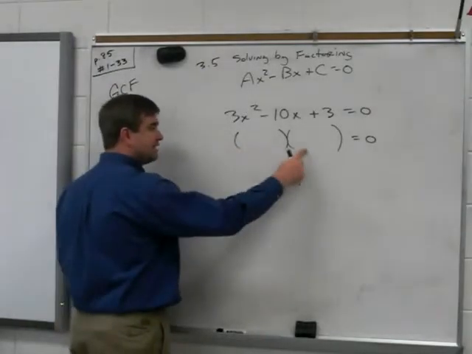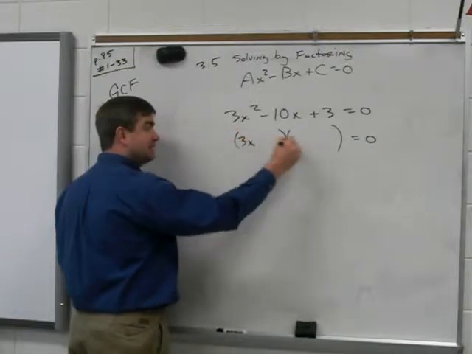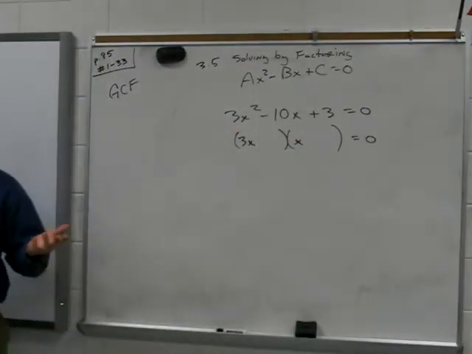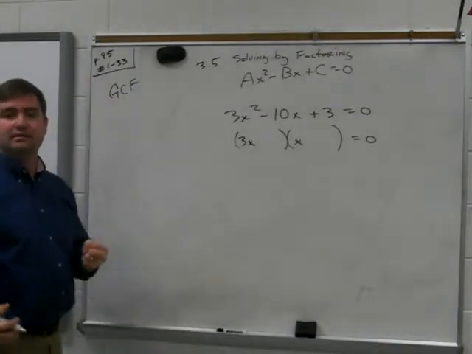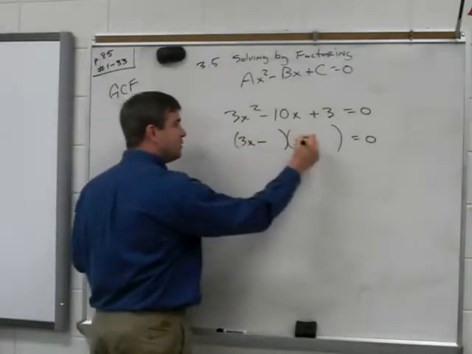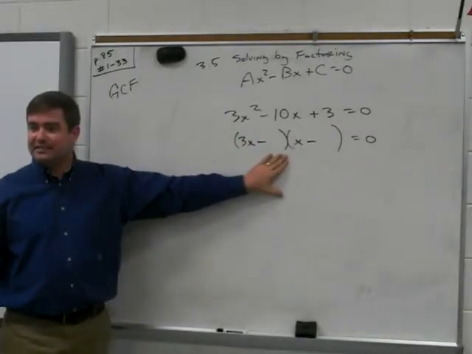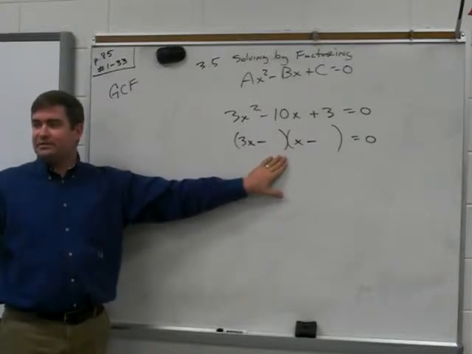What is the only thing that can go in these first blanks? 3x and x. That's the only thing in the universe that gives me 3x squared. Right? What do my signs have to be? Negative and negative. It's frustrating when somebody comes up or they ask for extra help and they haven't gotten this far. This is locked in stone. It can't be anything other than this.